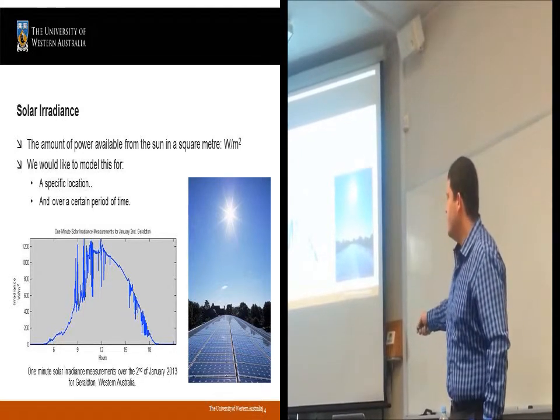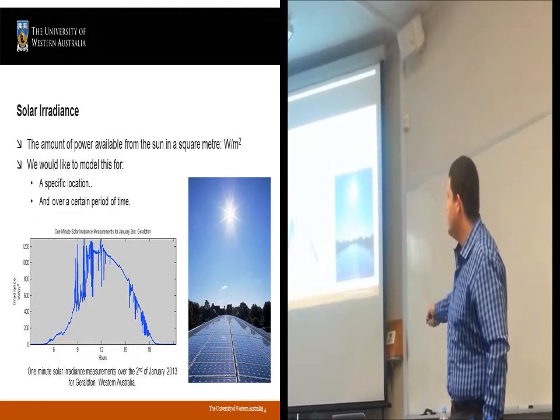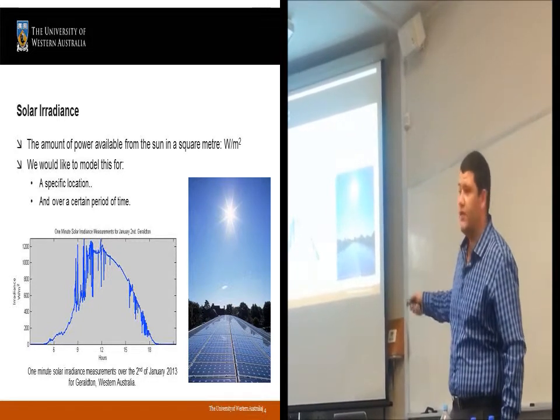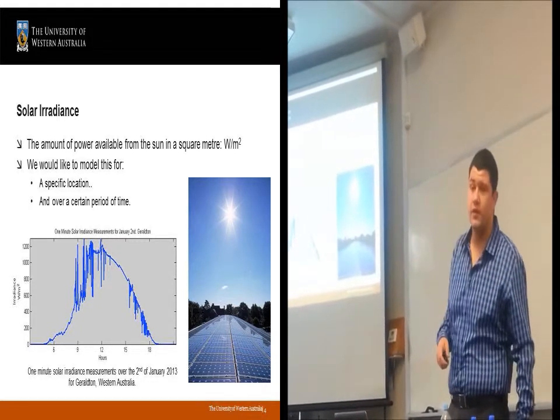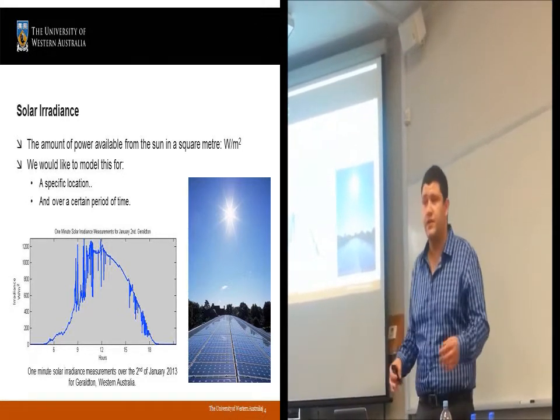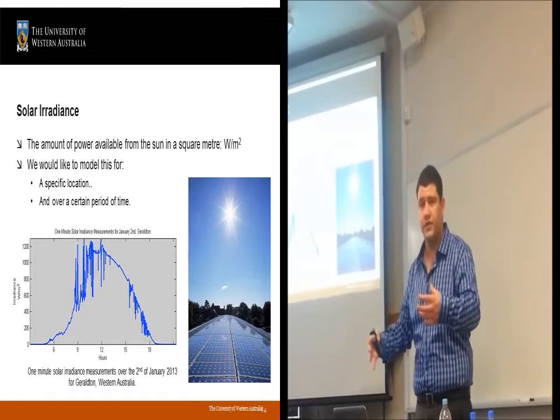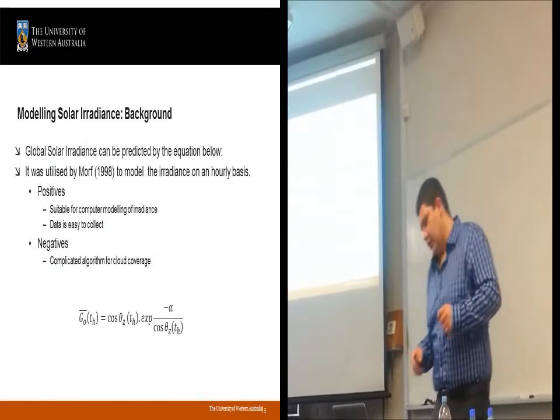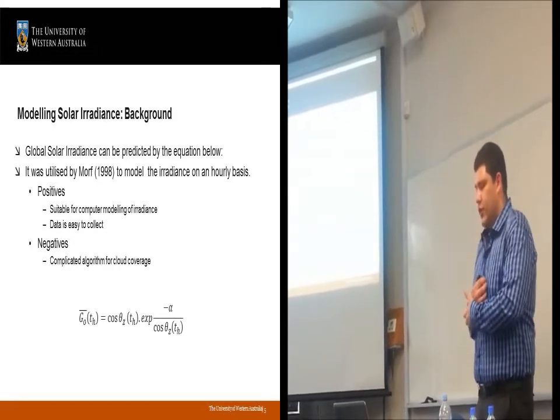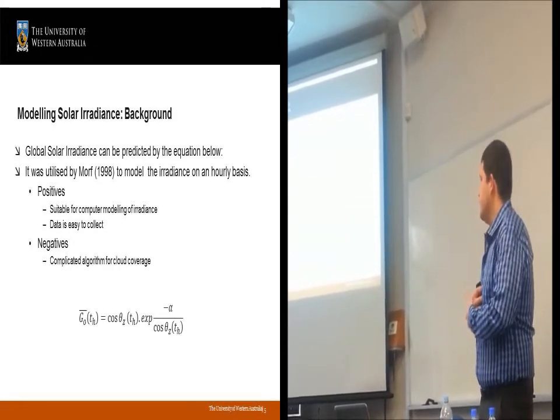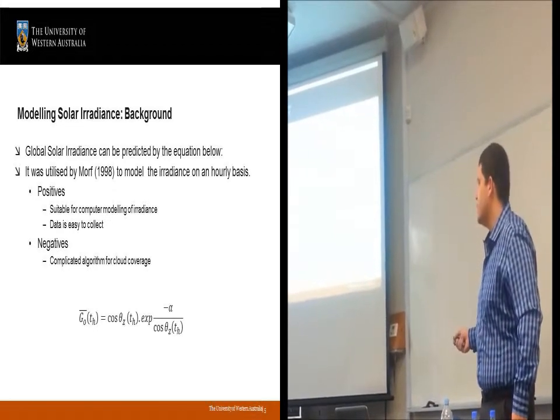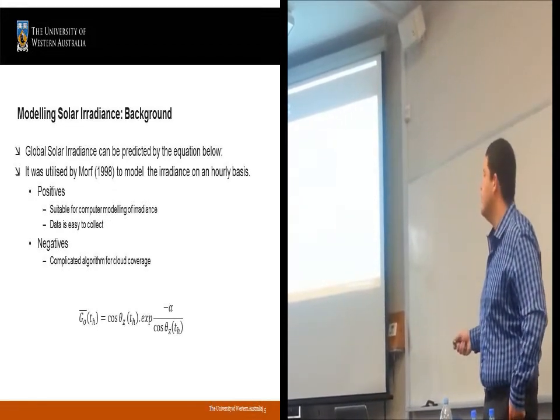And so this is an irradiance curve of a day in Geraldton, and this is compiled from 1 minute solar data. So that's something we'd like to model for 365 days. So how do we go about modelling solar radiance? Well, we've got some pretty nice equations that we can utilise to model them.